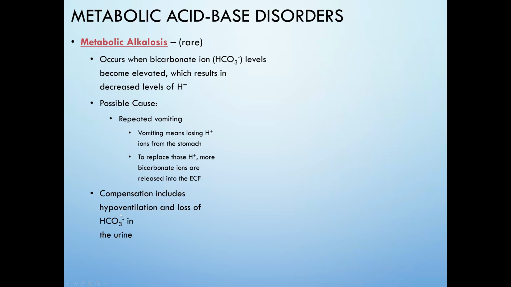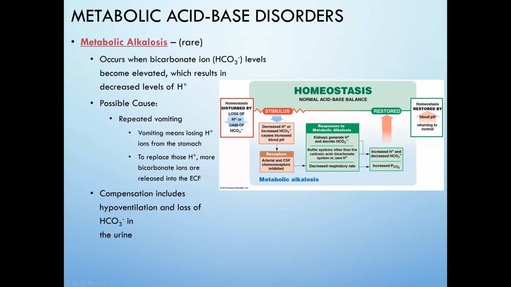Compensation includes hypoventilation, so slowing the breathing rate, and also loss of bicarbonate ions in the urine. So here's the flow chart from the textbook. With metabolic alkalosis, you have a loss of hydrogen or a gain of bicarbonate ions. So your two goals are to decrease your respiratory rate, which will increase carbon dioxide, and you'll also increase your hydrogen ions by having the kidney reabsorb hydrogen ions and secrete bicarbonate ions into the urine.